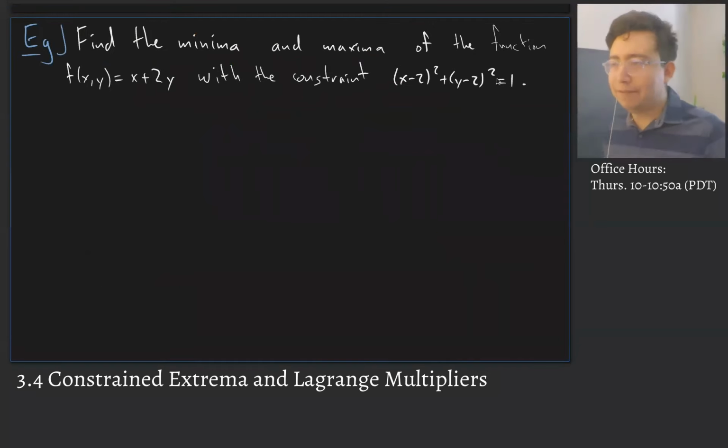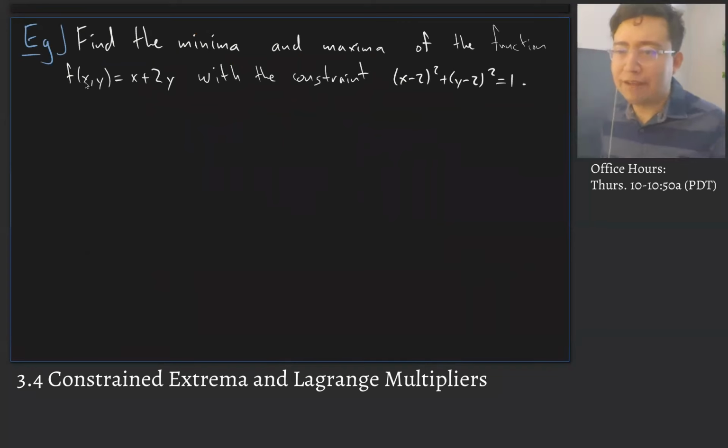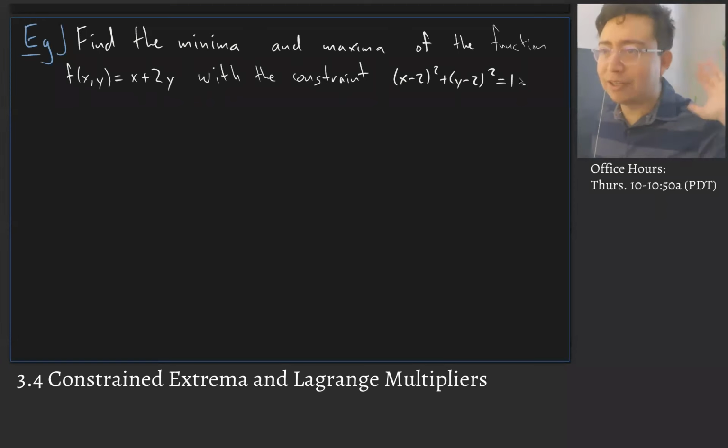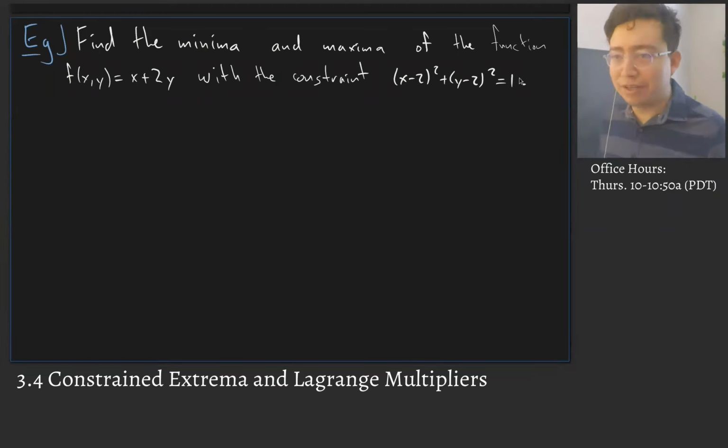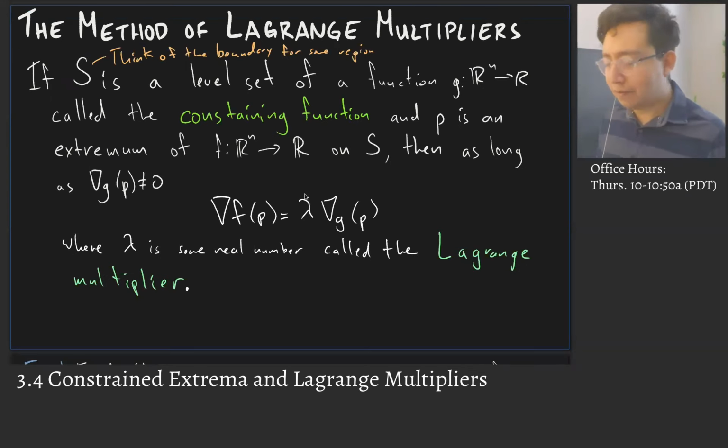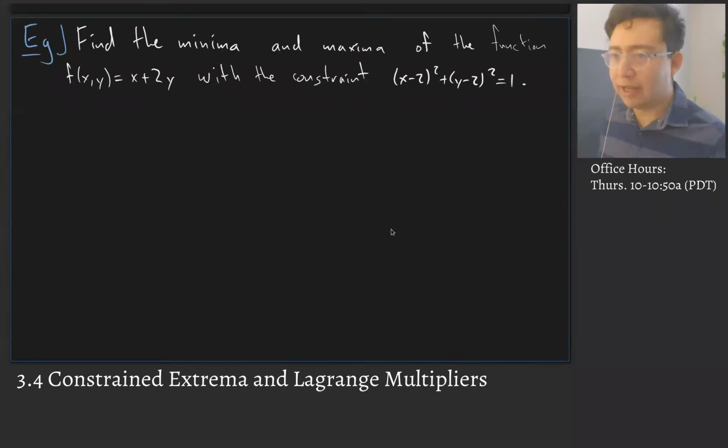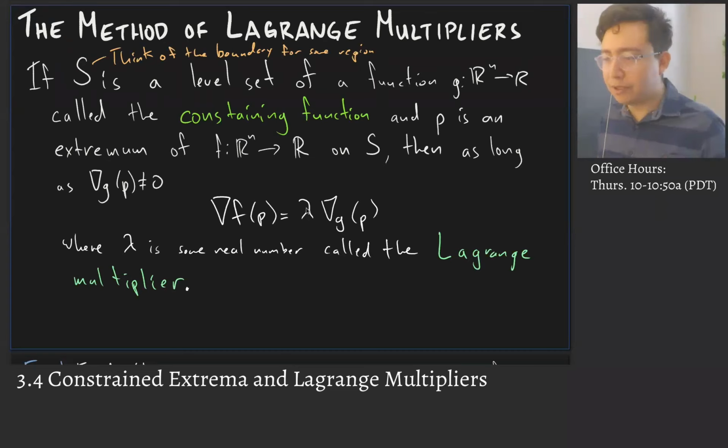So here we have this function, f of x, y equals x plus 2y, with this extra constraint that (x minus 2) squared plus (y minus 2) squared equals 1. I'm going to start by going through this problem. If you just see this problem, how do I do it? I don't want to understand conceptually what's going on, I just want to find the steps to do it. According to our method of Lagrange multipliers, we're going to compute the gradients of both of these and then figure out where they are equal, not equal, but equal up to a scalar multiple.